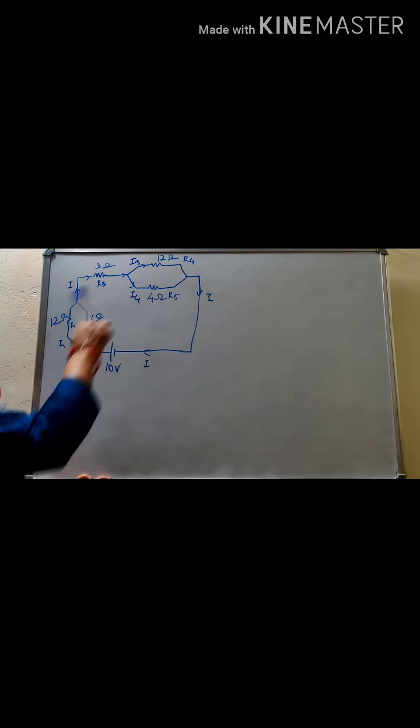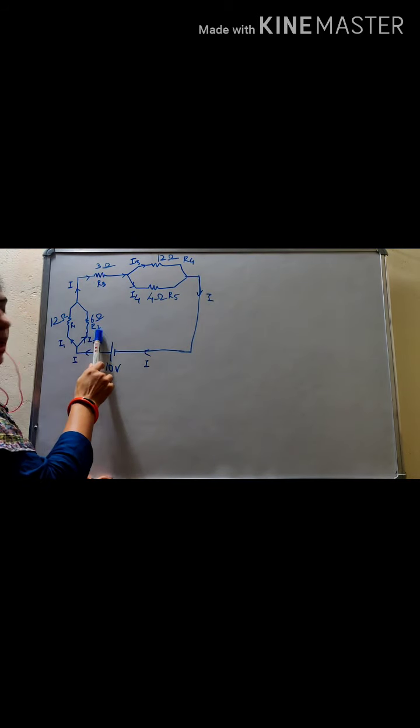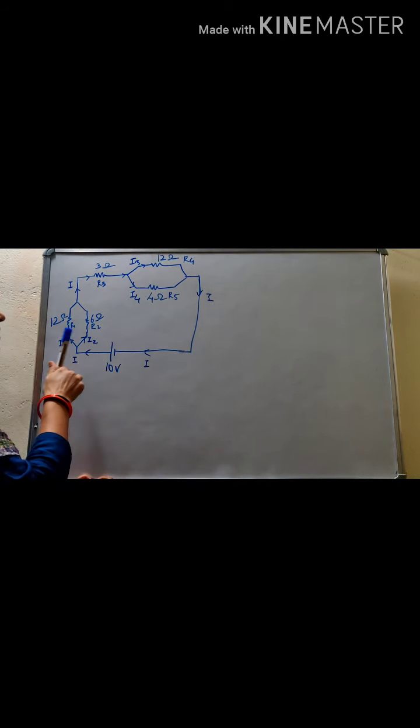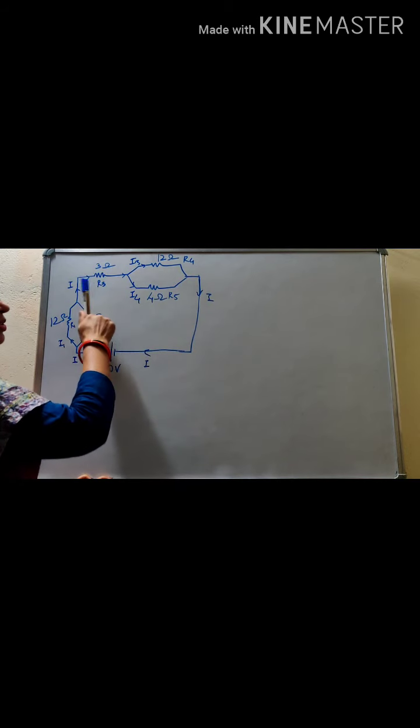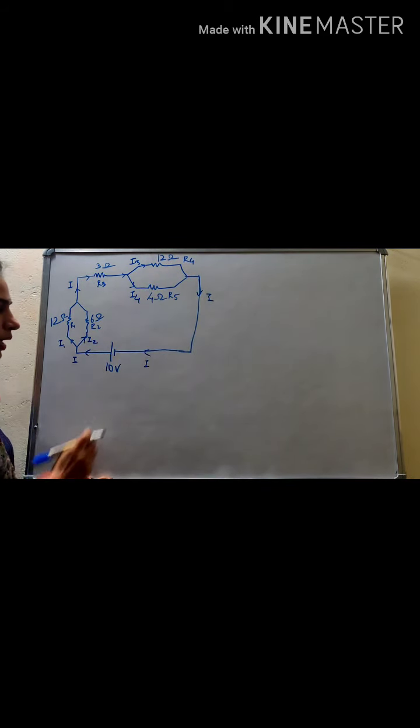The next network is given like this. You have two parallel resistors and one resistor is connected in series. So I have named the resistances R1 12 ohm, R2 6 ohm, R3 is 3 ohm, R4 is 12 ohm, R5 is 4 ohm. Okay.